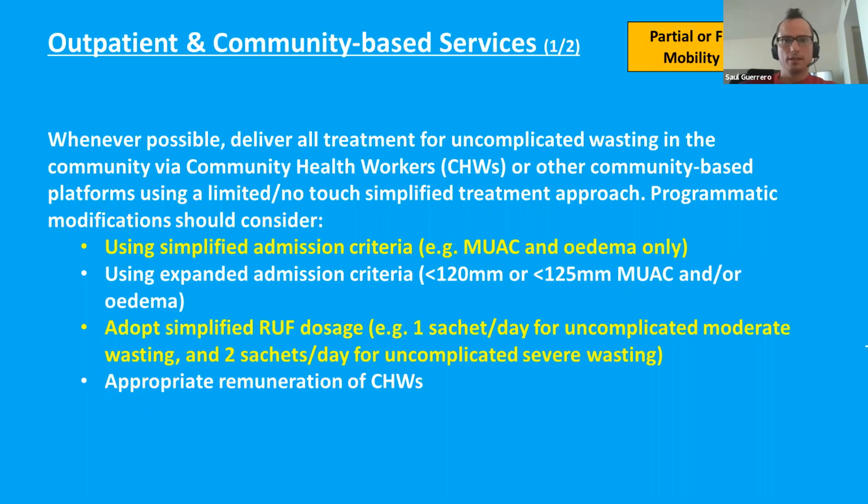Next. Now, when there are partial or full population mobility restrictions, everything that I've just mentioned would apply, but we would go even further. At that point, our recommendation is that, whenever there is a CHW or community health platform that can be used, we start trying to deliver all treatment for uncomplicated wasting in the community, or via any other community-based platform, using a limited or no-touch simplified approach to do so.